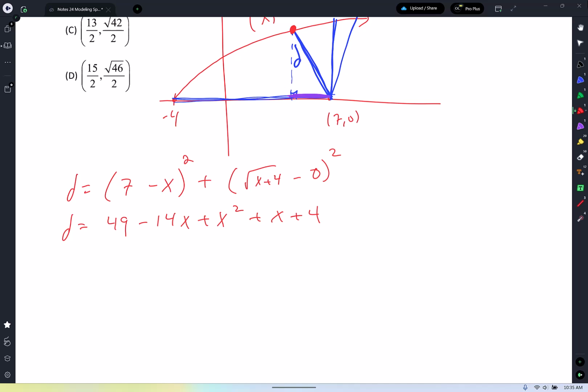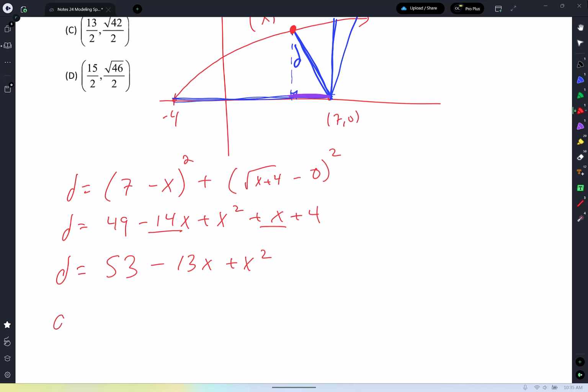All right, here we go. D equals that 49 and 4. 49 plus 4 is 53. I hope I haven't confused anyone. Then negative 14x plus x, that's going to be a minus 13x. Are we still okay? And then plus x squared. This is what I'm going to take a derivative of.